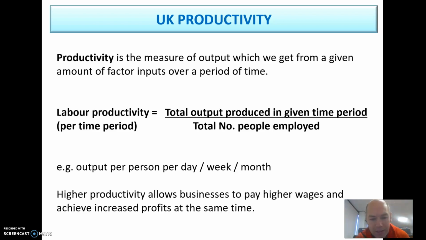Okay, why is it so important? Well, with higher productivity, if we produce more per person, firms will be able to pay higher levels of income to their workers and also achieve higher profits at the same time. If people want to be better off, you have to produce more per person, and so this is important for businesses.